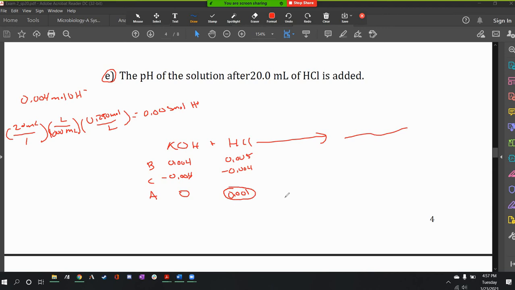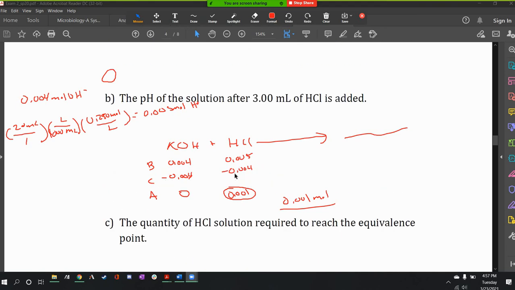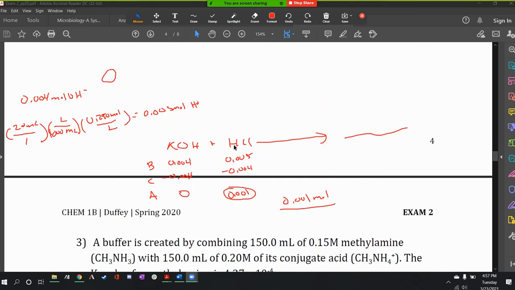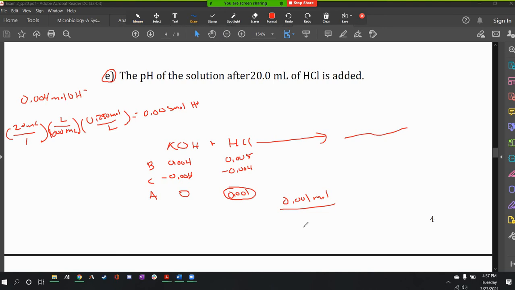We need to turn that into a concentration. So 0.001 moles divided by now the total volume. We've added 20 milliliters of acid to the original 25 milliliters of base, so 45 milliliters total. It needs to be liters because we're trying to find molarity. So that's moles of acid over 0.045 liters. That's going to give you your concentration of H+, aka H3O+, and then you just take the negative log of that number to find the pH.